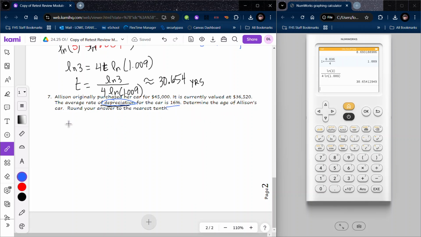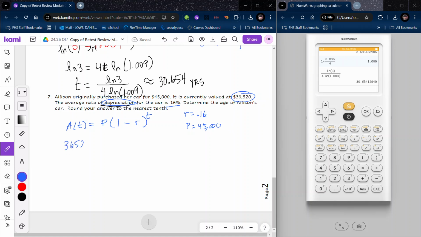So our depreciation equation is A of t is going to be equal to my principal amount, 1 minus my rate, raised to the number of years that I have. In this case, my rate is equal to, not 0.016, excuse me, 16% is just 0.16, and my principal amount is that $45,000. So how long will it take? I want to figure out how long it took to get to 36,520.